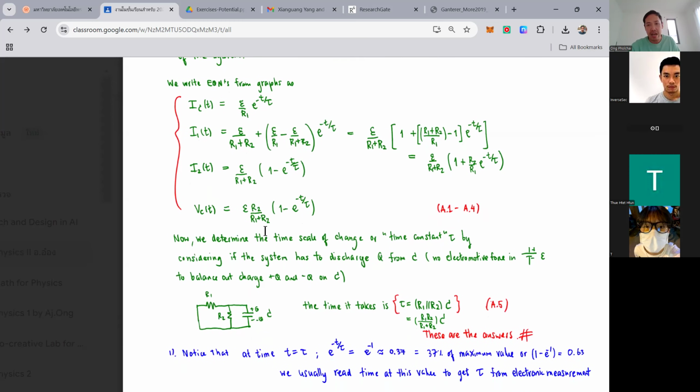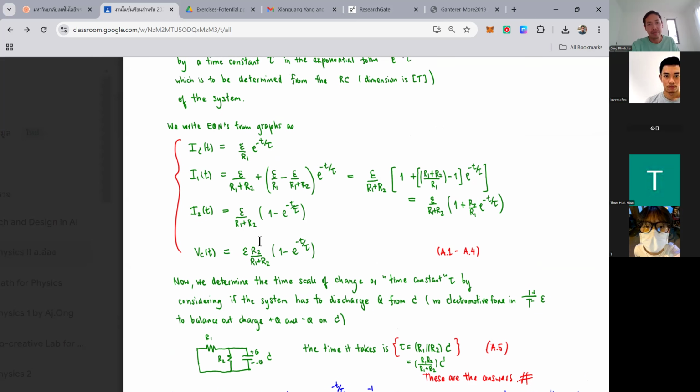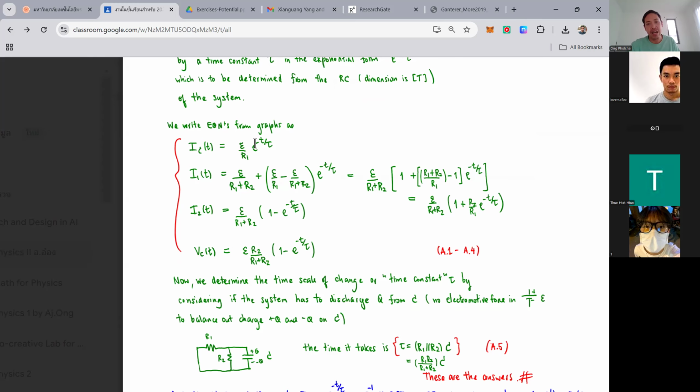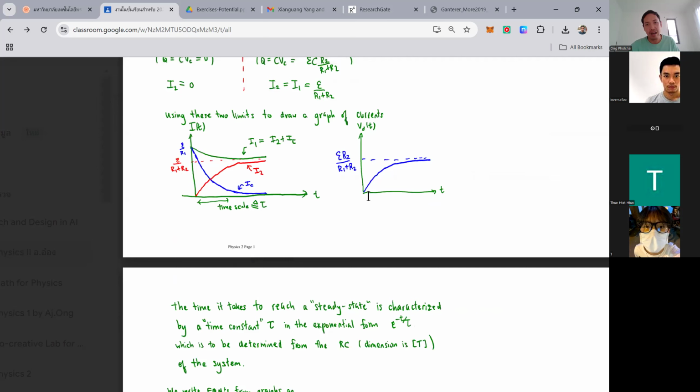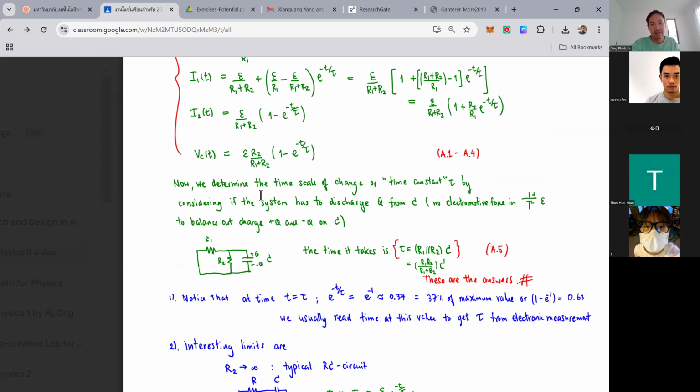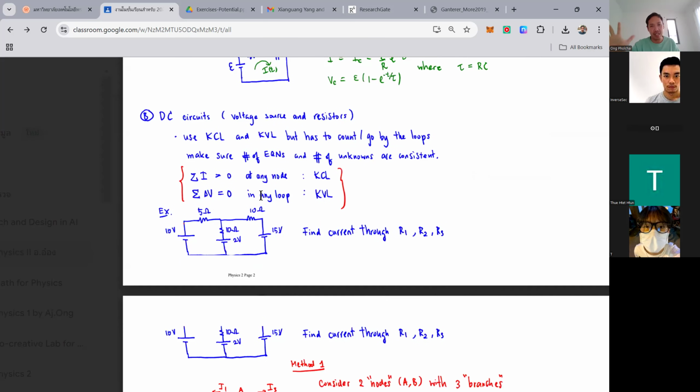So my tau here is going to be complicated because the R's are in parallel. You're going to get something like this, RC. This term signifies the exponential decrease and reaching some equilibrium value. If you look at I, it's going to look like this, also an exponential decrease, a combination. Okay, so that's the RC circuit.